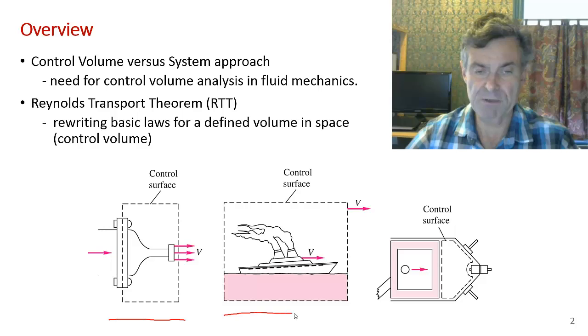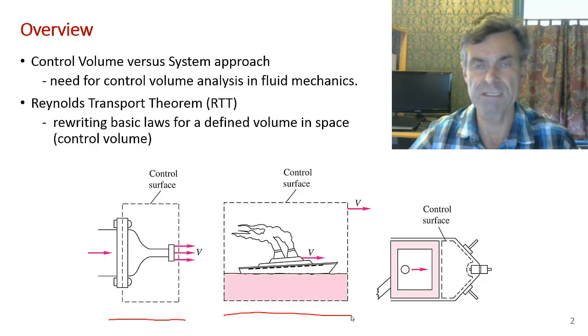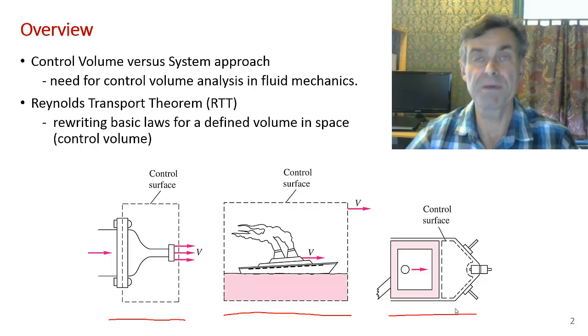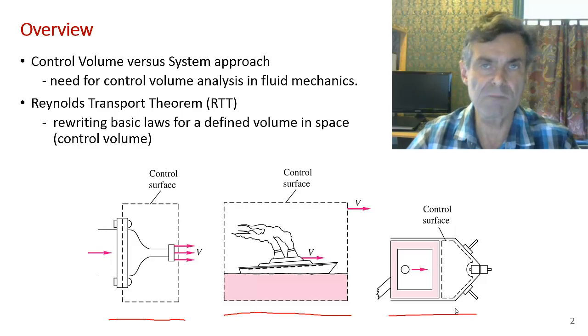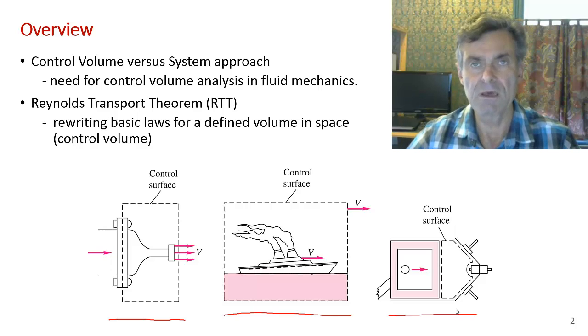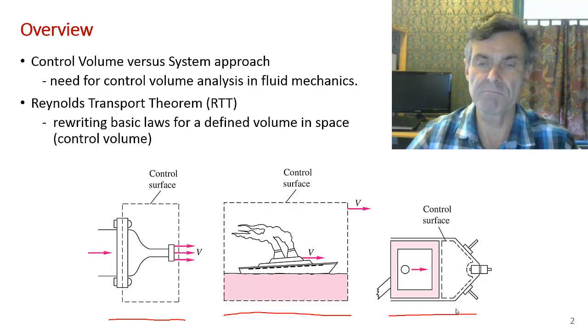Another example might be drawing a control volume around a ship and looking at the forces on the edge of the control volume and the flows in and out to analyze the drag on a ship. Or on the far right-hand side here, I've shown a dashed line inside the piston of an engine. The user might pick that kind of control volume if you're doing an energy analysis of a piston in an engine.